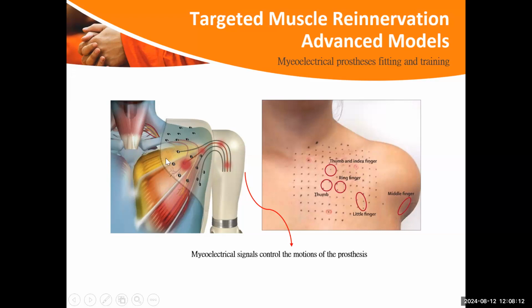So that's why they will split the pec major into 3 different portions. So they have upper, middle, and lower portions. Okay, so that can control different things. So you can do much more functional movement of the limbs.